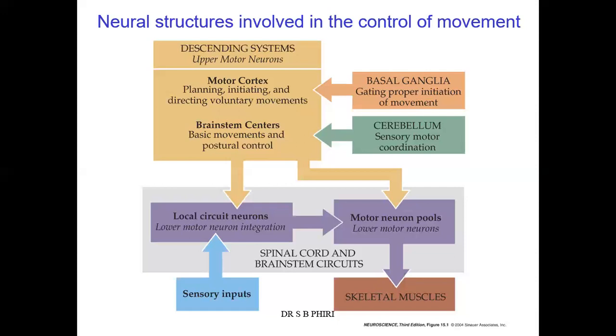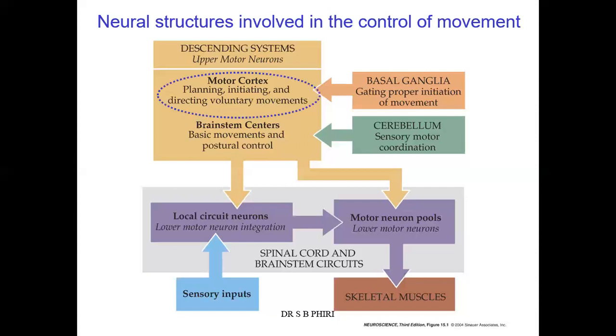These centers at the level of the spinal cord or brainstem also receive information from the upper motor neurons. And these upper motor neurons are regulated by the basal ganglia, which is involved in coordination of these movements.